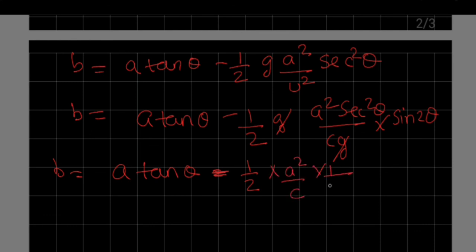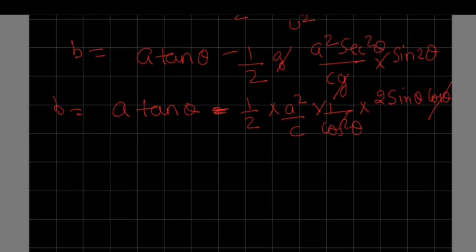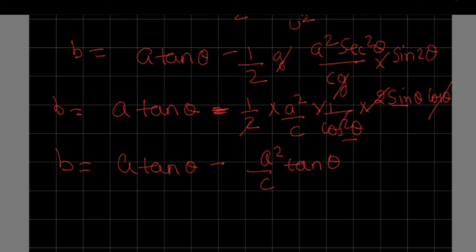Sec is what? 1 by cos square, and sine 2 theta is 2 sine theta cos theta. One cos is cancelled with one, and then sine upon cos is again tan. 2 is cancelled with 2, and sine upon cos is tan. So a tan theta minus a square by c tan theta, right?